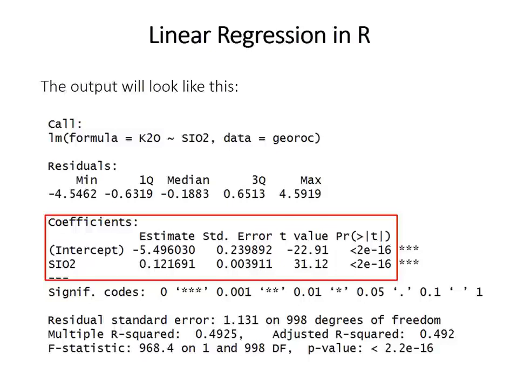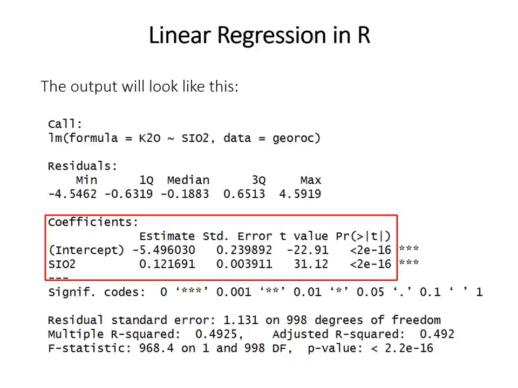The second part gives the information about the coefficients. The intercept row can almost always be ignored. The p-value is testing whether the intercept differs significantly from 0, which is almost never interesting. So we pretty much just focus on the second row here. In this case, it's labeled with the name of the independent variable. I used SiO2 in this from the GeoRock dataset.